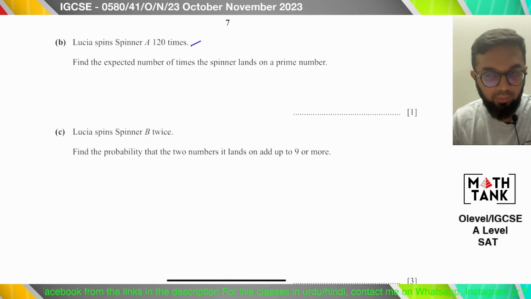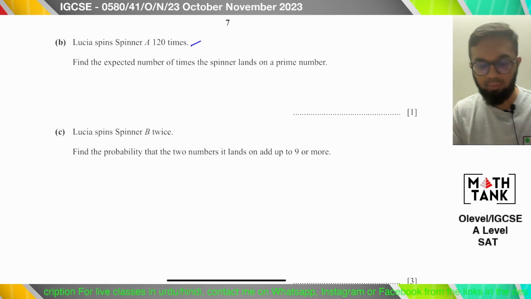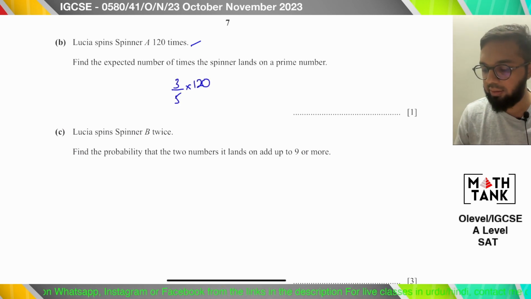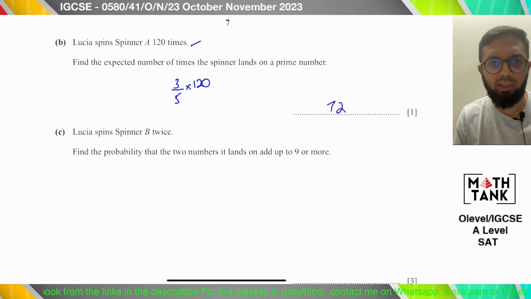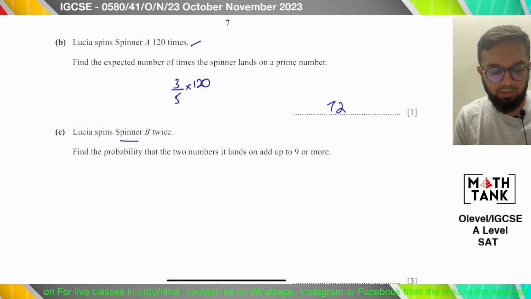Lucius spins the spinner 120 times. Find the expected number of times the spinner lands on a prime number. So on spinner A, there were 3 prime numbers out of 5. If I try out 120 turns, I get 72 prime numbers expectation. Okay. You spin spinner B twice.